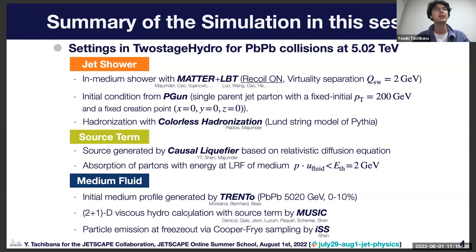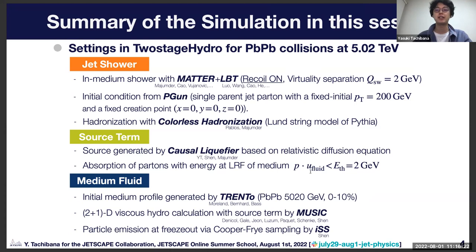hydro-only simulation. Here we're going to let hydro evolve in two plus one dimensional space with viscous effect by using MUSIC. And then we will have hadrons from the medium, in the same way as we have done in the hydro session by using iSS, but in this section we will not see this particlization effect. It is very essential if you want to do some analysis, including jet observables with medium response effect.